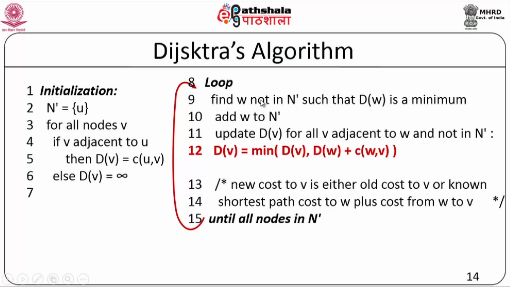So you keep picking one node from the set which is not in N', and keep moving it to N'. This is the process that is used. We will take a couple of examples to understand this whole thing.